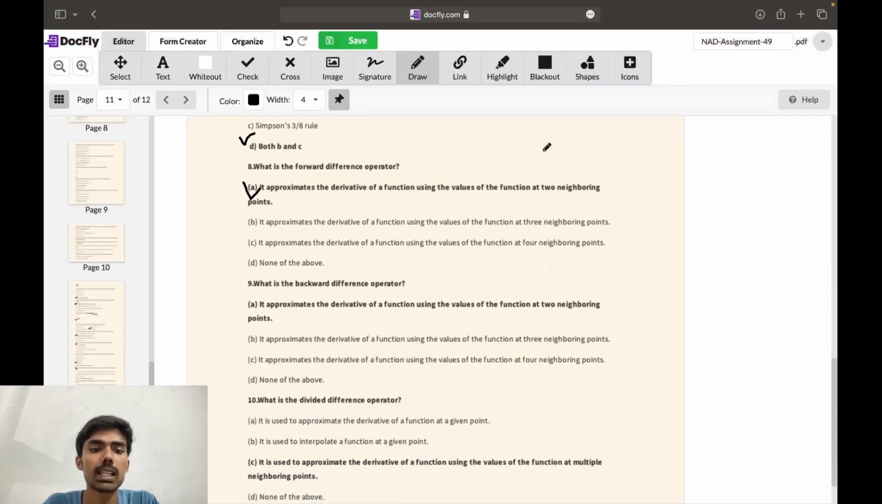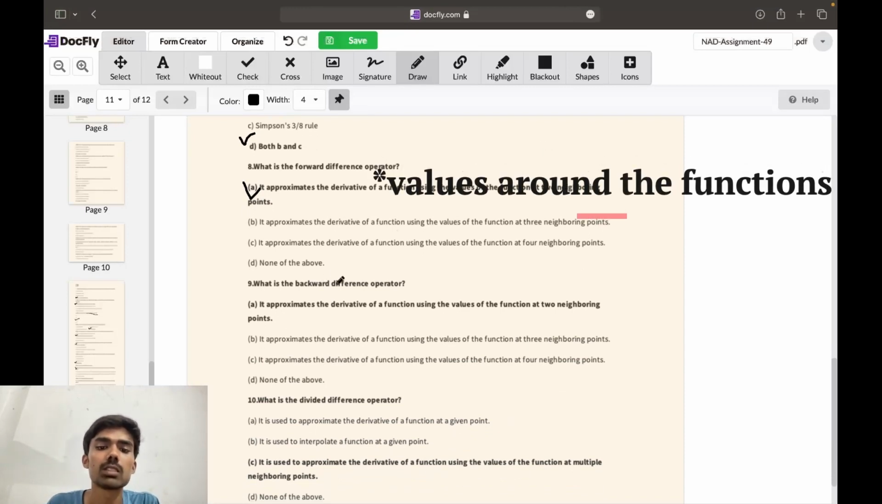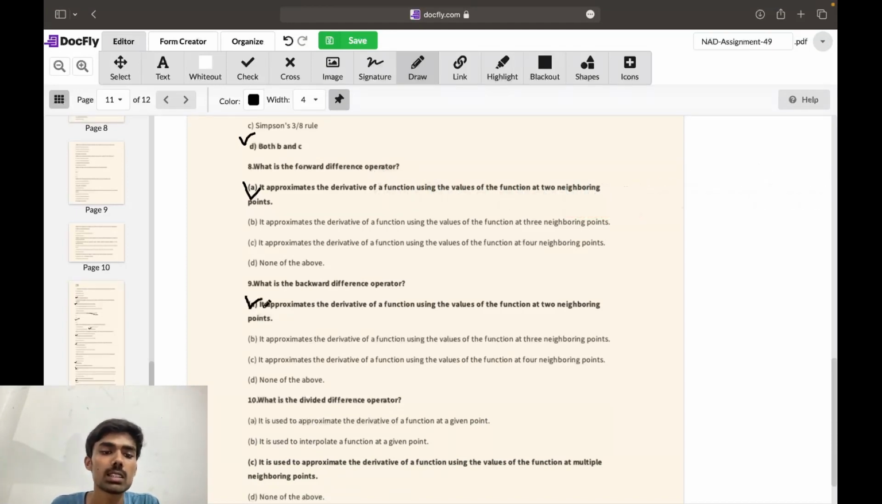Now for question number 9, we have: what is the backward difference operator? It is the same as the previous question. It approximates the derivative of a function using the values of the function at two neighboring points. So A is the right answer.